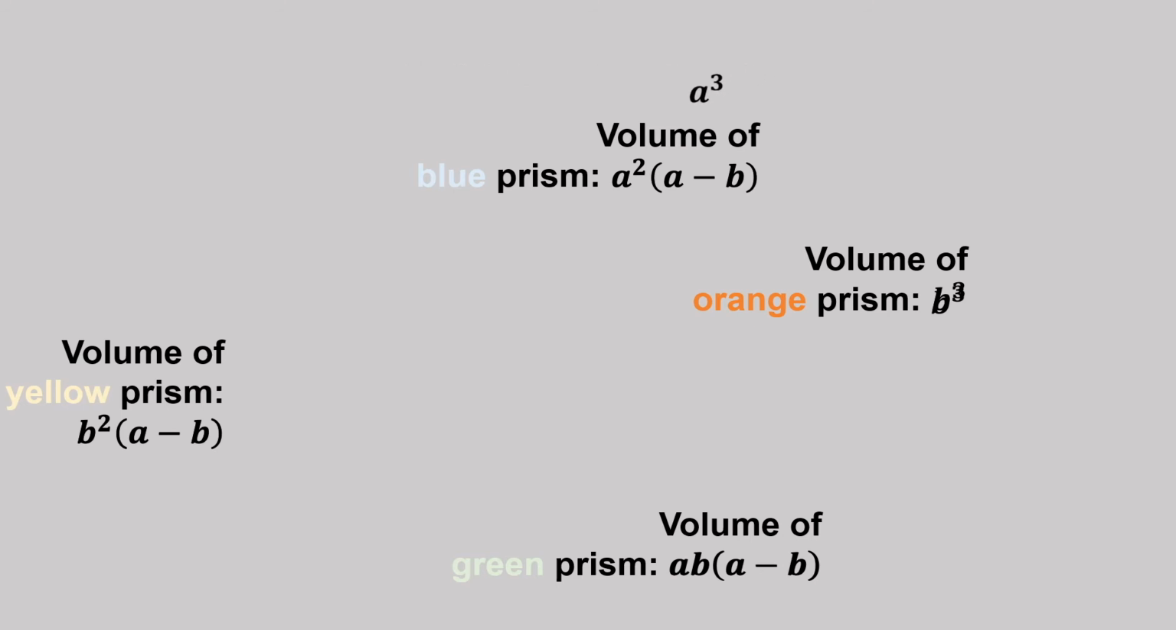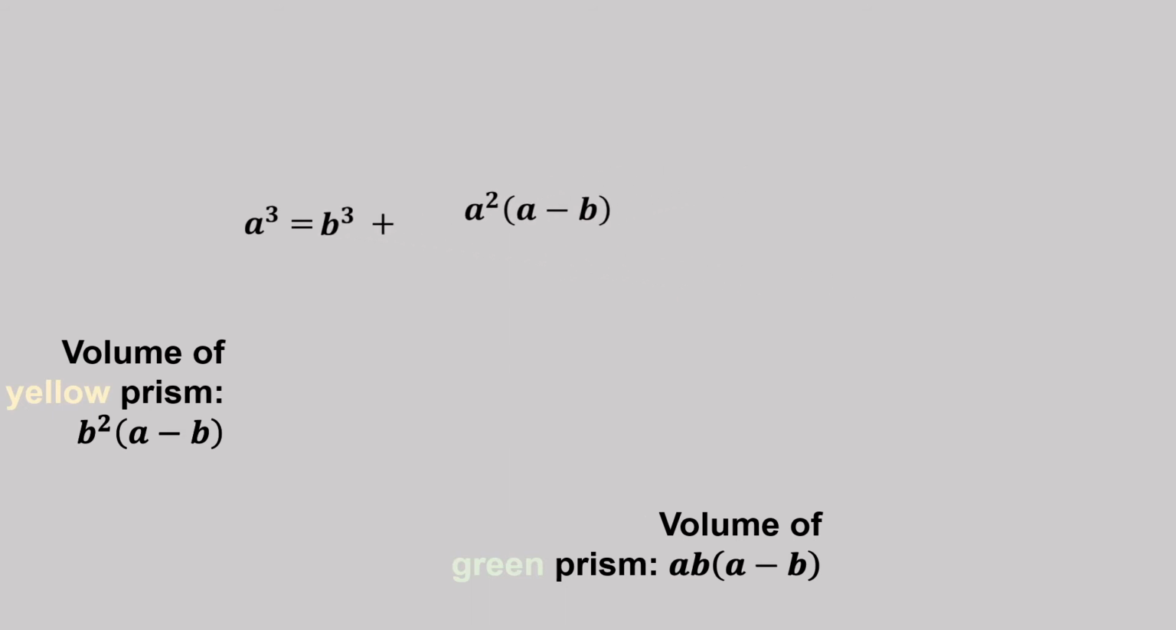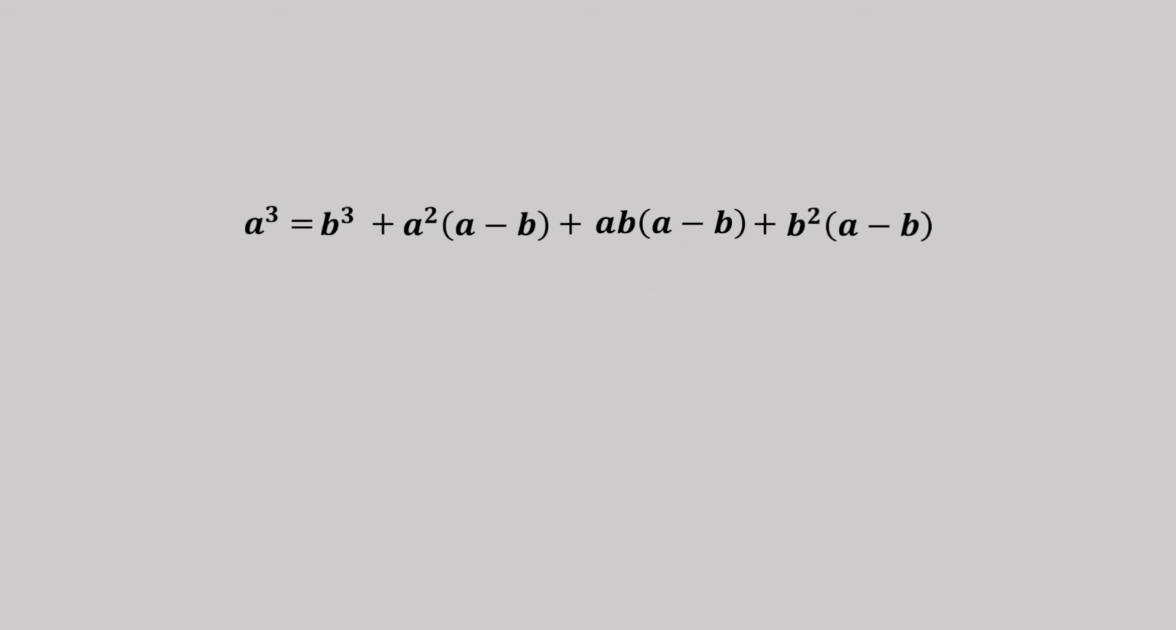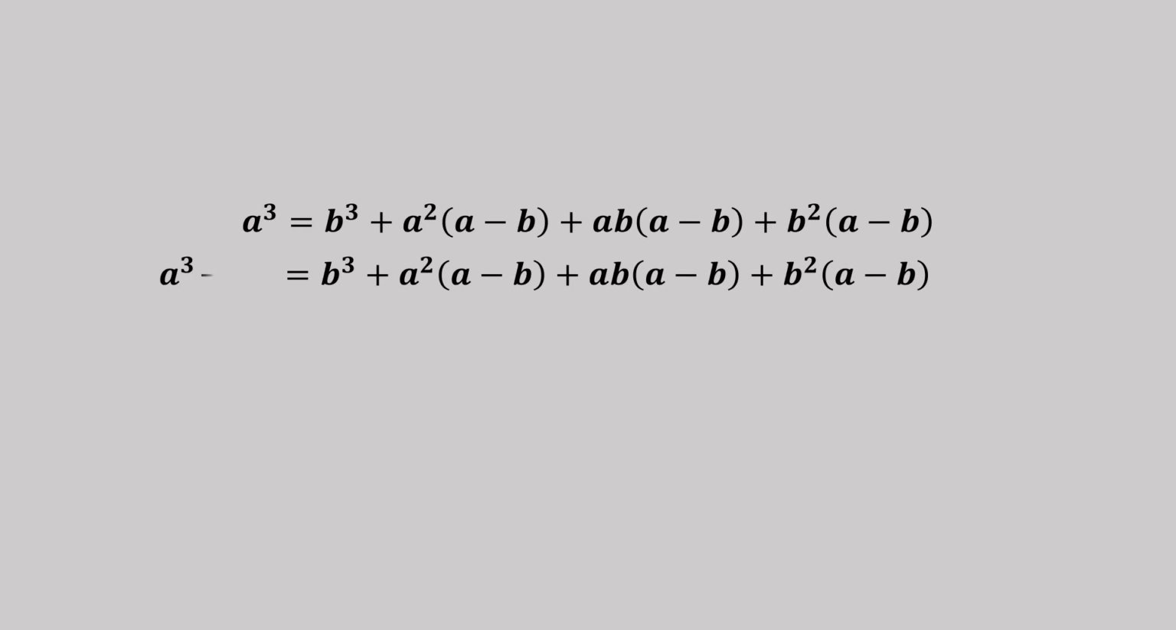That is, A cube is equal to B cube plus A squared times A minus B plus AB quantity A minus B plus B squared times the quantity A minus B. Now let's find an expression for A cube minus B cube. We can do this by subtracting B cube from both sides, so that A cube minus B cube is equal to A squared quantity A minus B plus AB quantity A minus B plus B squared quantity A minus B.